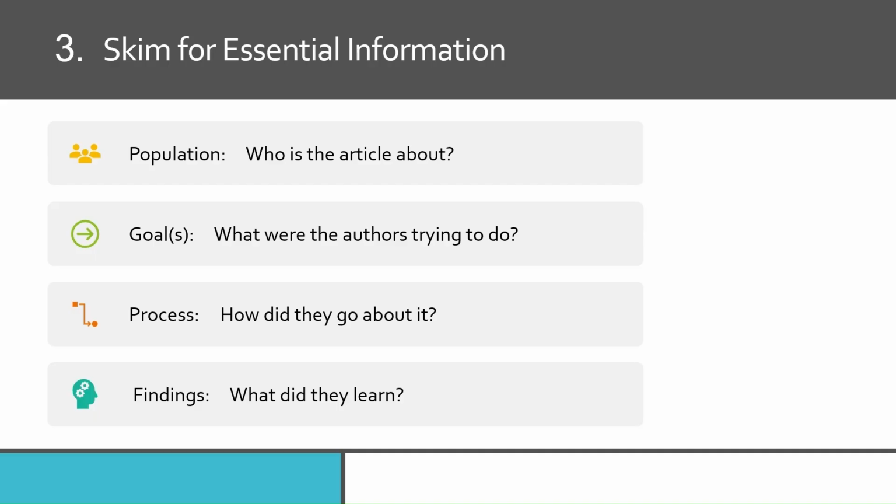Finally, there'll be a statement about the findings or what the authors say they learned from their research. Often they will say something like, we found, or the results show. By skimming for this essential information, you'll learn who, what, and how of the article. Then you can always come back later and read the entire article from top to bottom if you want to or if you need to. But first, it's important just to get these essential pieces of information. These are the main things you need to know.